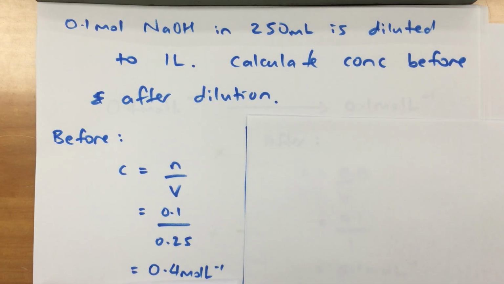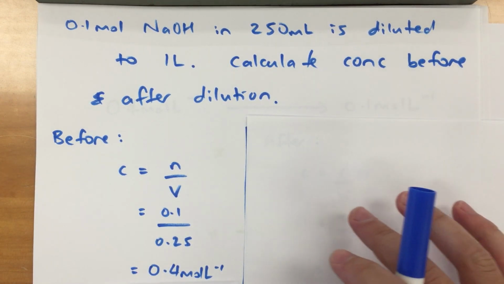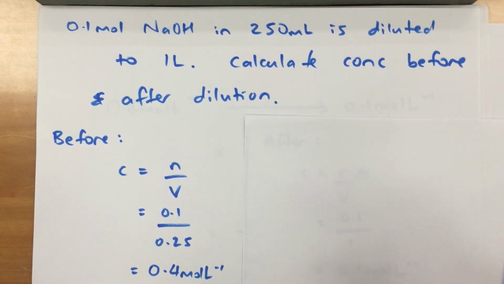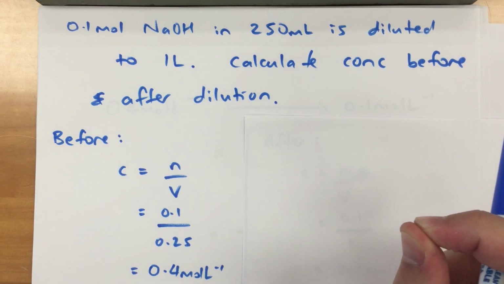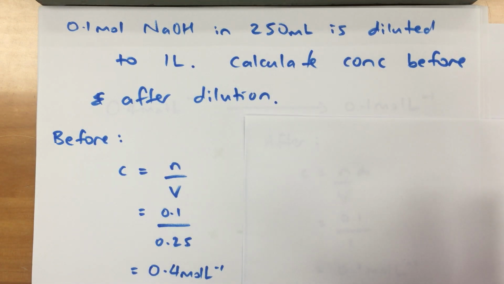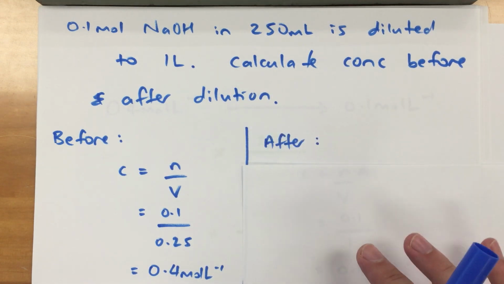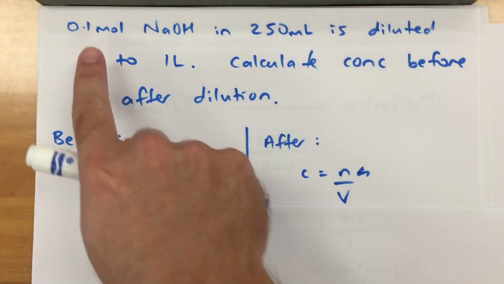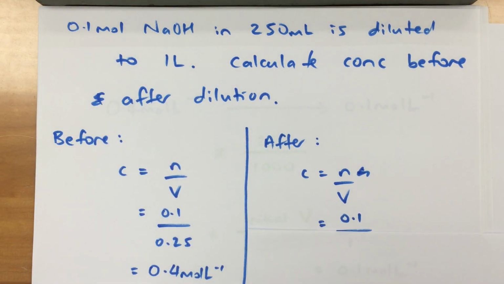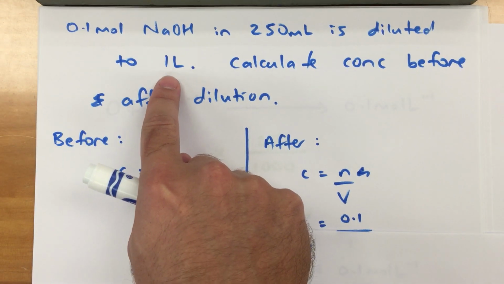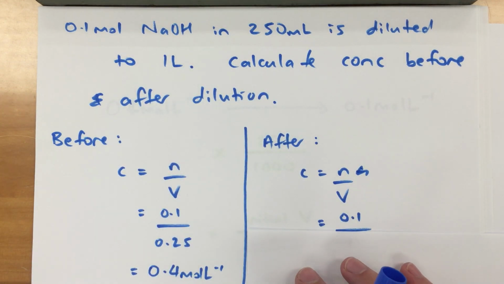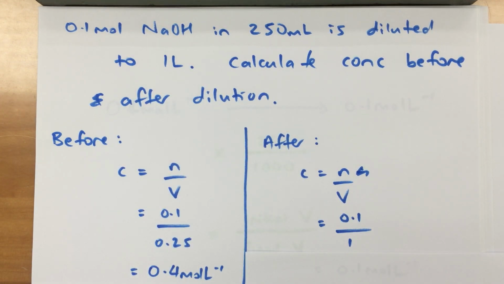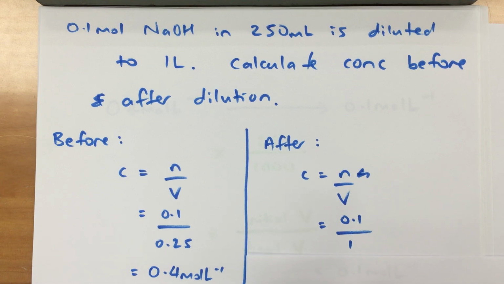Now I add my 750 mils more water in, and I need to work out the concentration after I've diluted it. This number should be a smaller number because I have the same number of particles of sodium hydroxide, but now spread out in more solution. So let's have a look. I do the exact same thing. Concentration equals number of moles divided by volume. The number of moles is still 0.1. The volume this time is now a litre. That's my final volume, the diluted volume. So I'm going to dilute it by 1, or divide it by 1. That gives me a final concentration of 0.1 mole per litre.